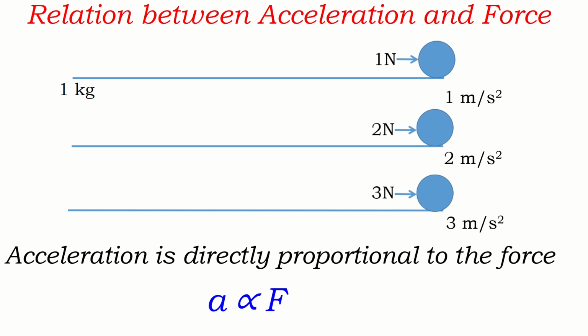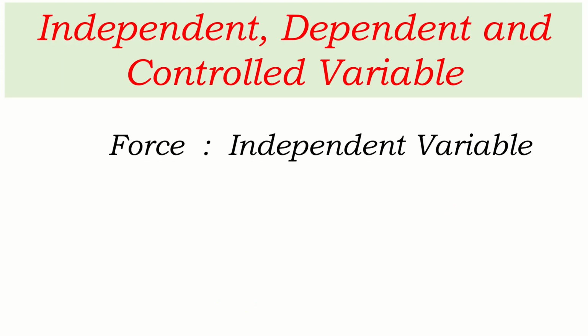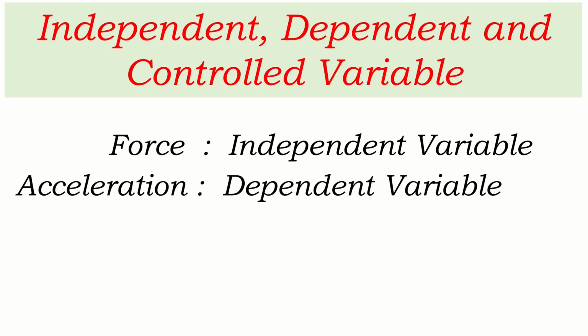The value of acceleration depends on the value of force. So acceleration is the dependent variable. Force is the independent variable. We are manipulating its value, and its effect is seen in acceleration. So we can conclude that force is the independent variable and acceleration is the dependent variable.